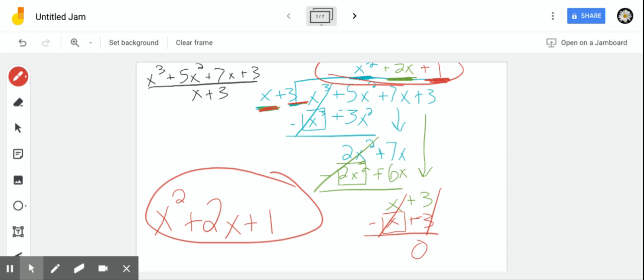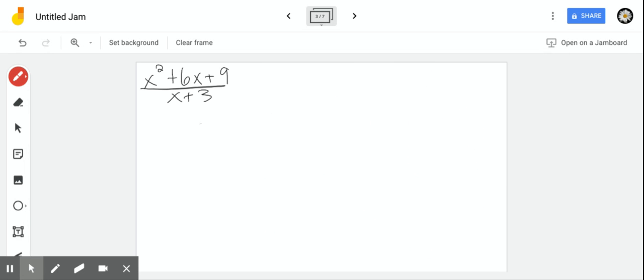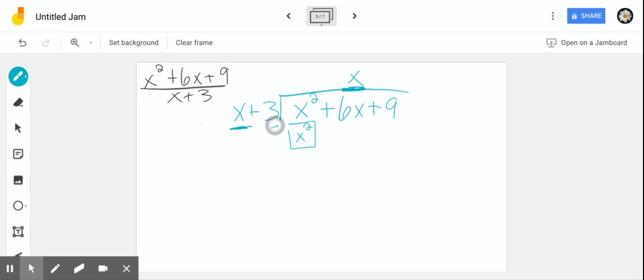Let's look at another one. I'll try and say everything right this time. How about this one? Okay, so we're going to divide x squared plus 6x plus 9 divided by x plus 3. So remember, our goal is to have an x squared in that box so that when we subtract, the x squared goes away. So we're thinking, what times x will give us x squared? Well, we need an x. x times x is x squared, and x times 3 is positive 3x.